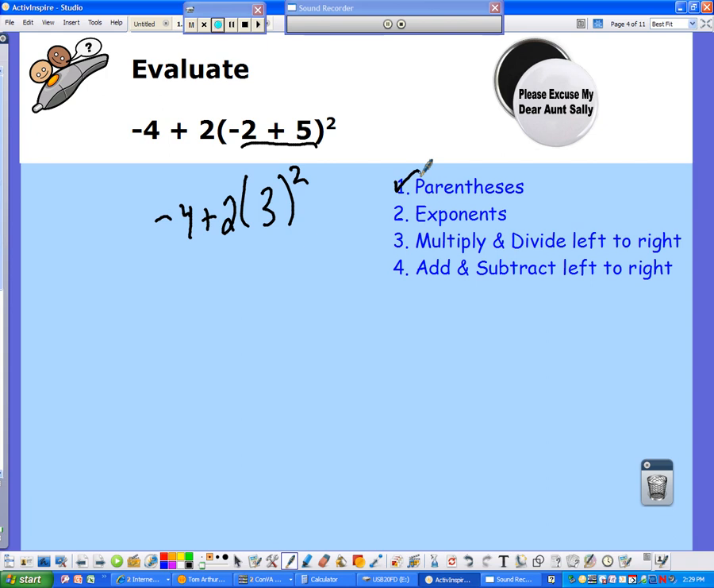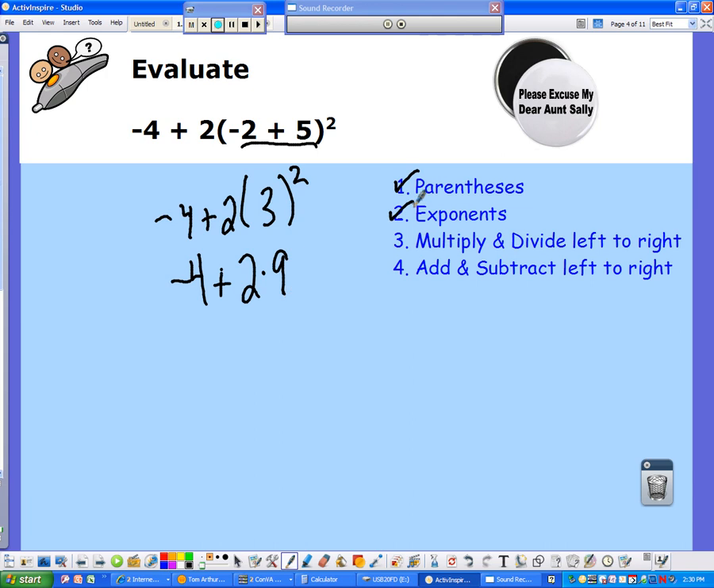And when they're taken care of is when you get that down to one number. Next is exponents. So the only thing being raised to the exponent is the 3. So 3 squared, again, tells us we take 3 times itself, 3 times 3, which would give us 9. So we have negative 4 plus 2 times 9.